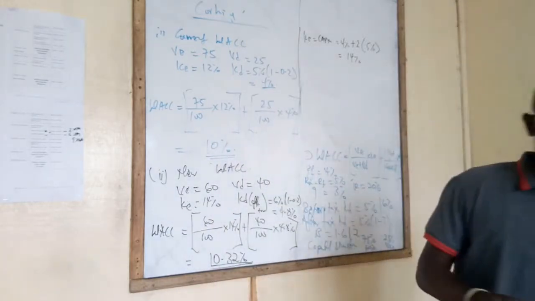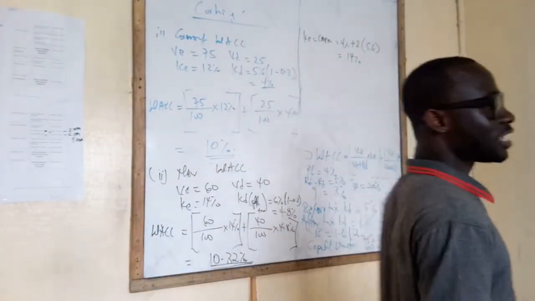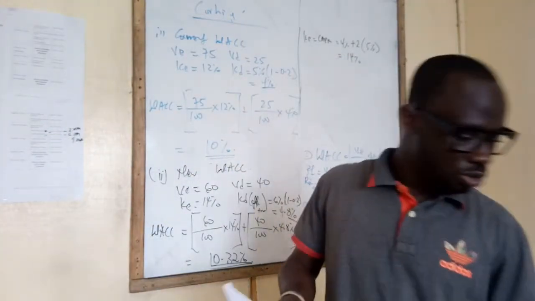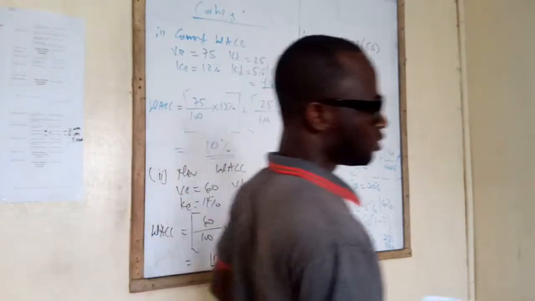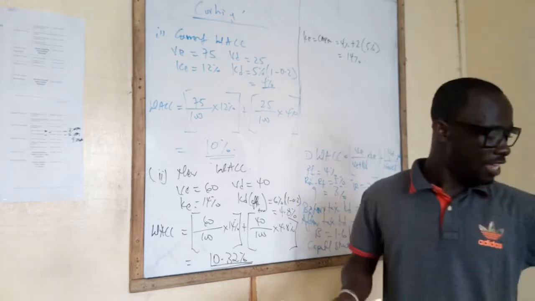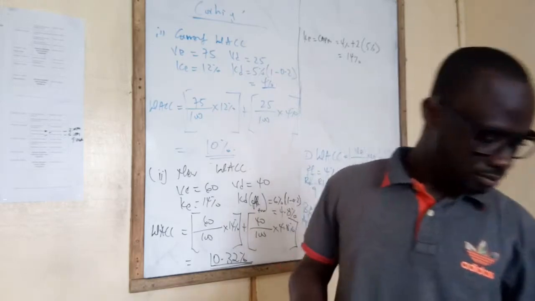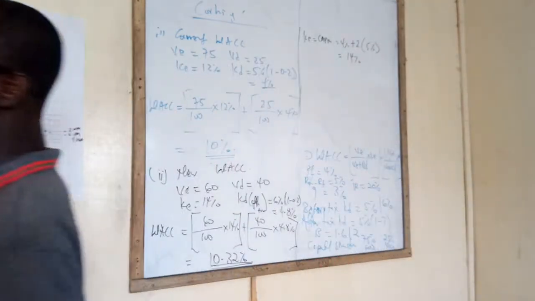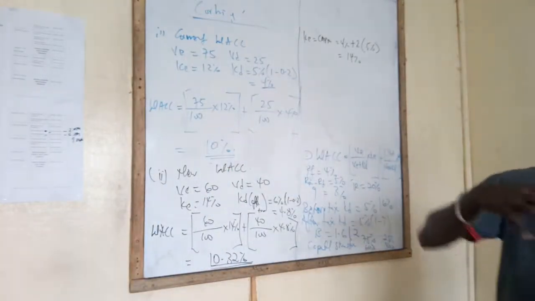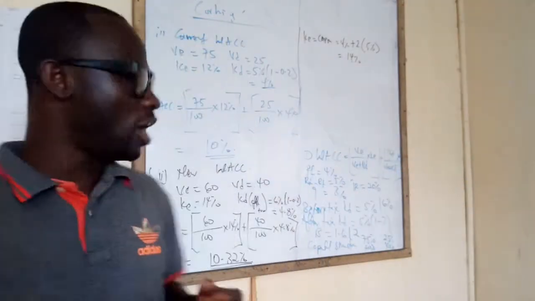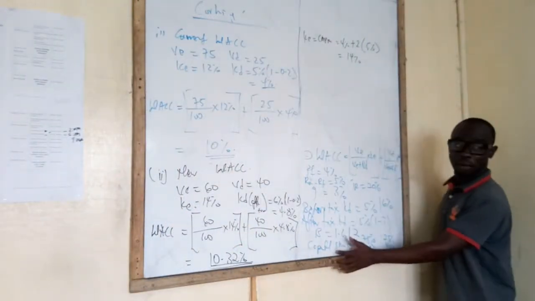Then, financial risk. What is financial risk? It's a risk that arises due to the use of debt as a source of finance. So when we are using debt instead of equity, or more debt, financial risk comes as a result of the capital structure.